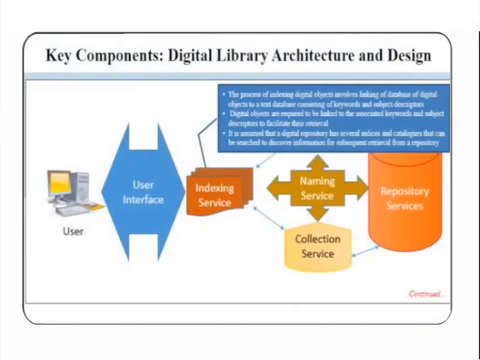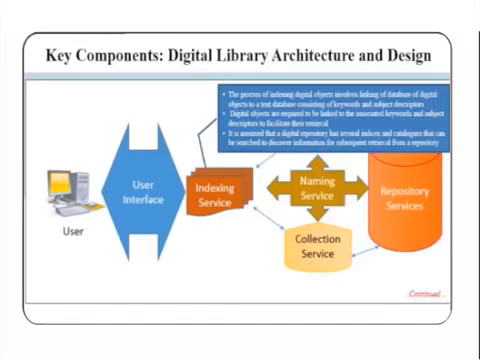The process of indexing digital objects involves linking a database of objects to a text database consisting of keywords and subject descriptors. Digital objects are required to be linked to the associated keywords and subject descriptors to facilitate their retrieval. A digital repository stores a large amount of unstructured data in two file systems for sorting and retrieving digital objects. The first file stores keywords or descriptors of a digital object along with a key to the second file. The second file contains the location of digital objects.